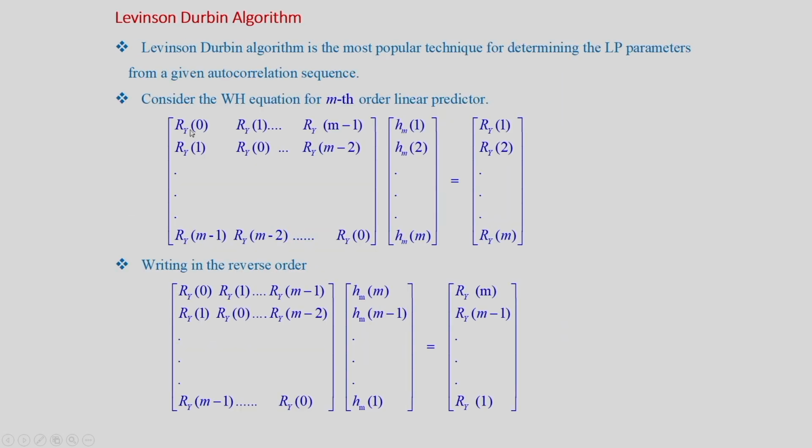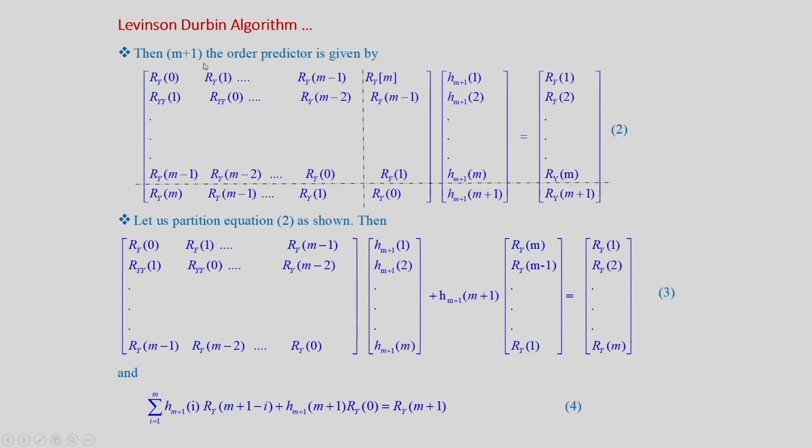So, here we consider the mth order predictor. Then the (m+1)th order predictor is given by this equation. This is the R_y matrix, this is the h vector and this is the autocorrelation vector. Here R_y matrix is of order (m+1) by (m+1), and this is a vector of dimension m+1, and similarly the right hand side is also a vector of dimension m+1. Our goal is to express this (m+1)th order predictor in terms of the mth order predictor.